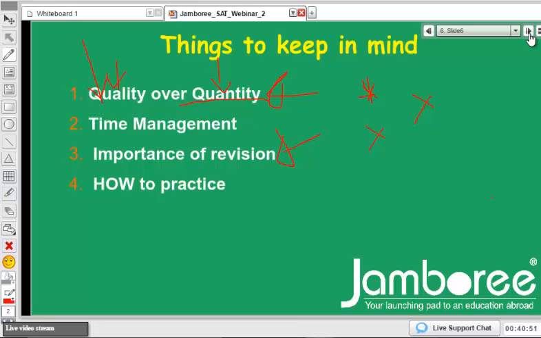One good way to do that is, even if you're studying for only half an hour a day for SAT, make sure that you do 15 minutes of math and 15 minutes of verbal. And in that 15 minutes, it is extremely important to do RC.